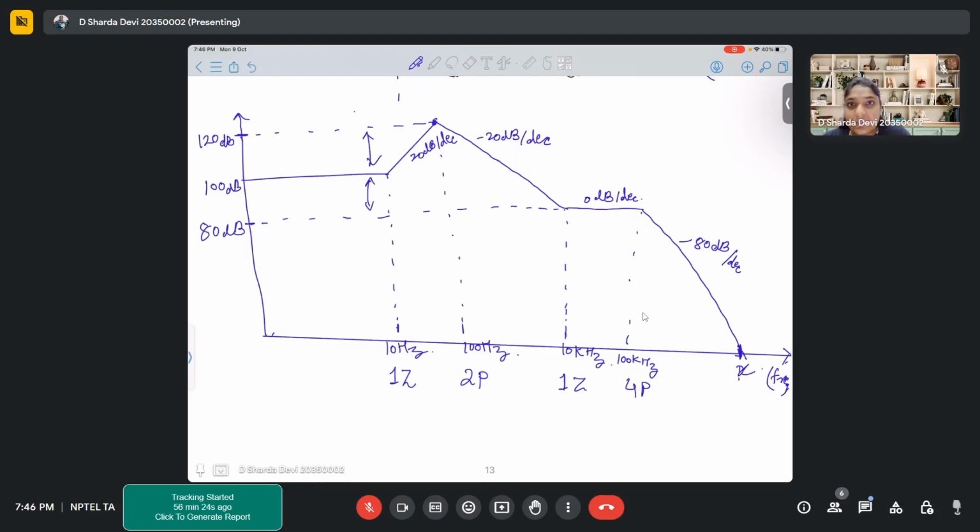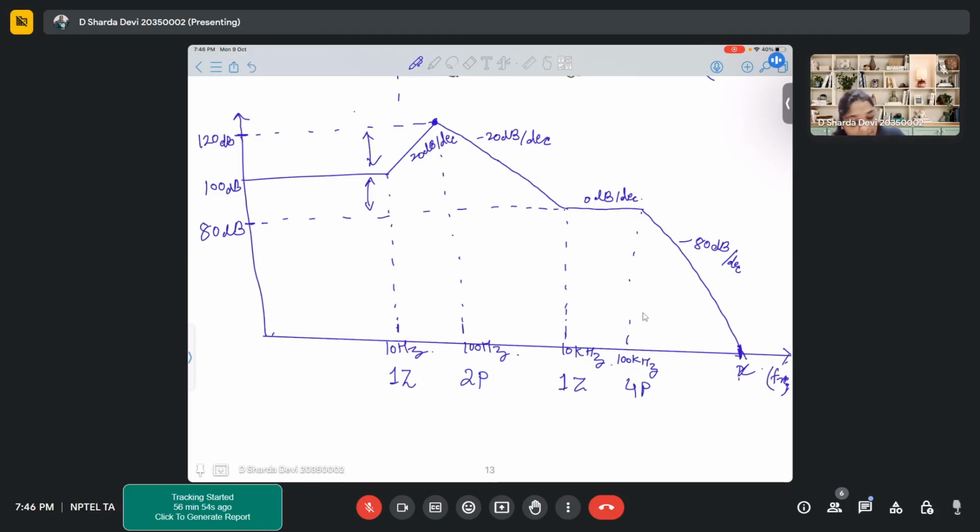Correct? Yes, ma'am. Yeah, I get the point. At this particular point, you have to analyze from one frequency to another you are seeing, right? So from that gain to the other gain, you have to see. So now it is at 80 dB. So here it is 0 dB per decade, so no change in gain. Now you have shifted by 1 decade. Now here you see you have a slope of minus 80 dB per decade.